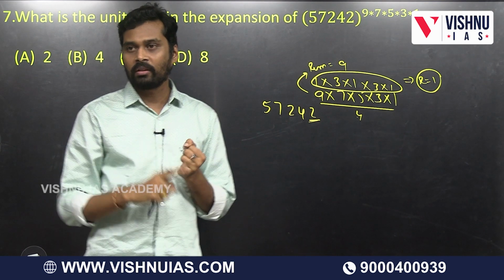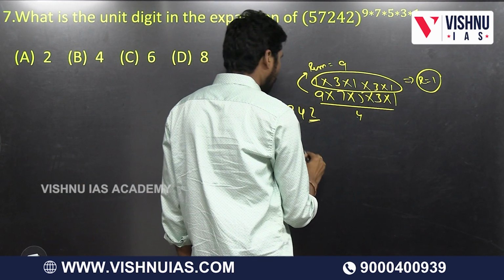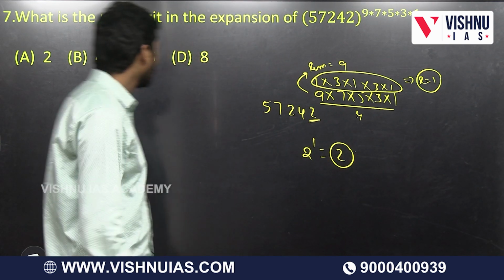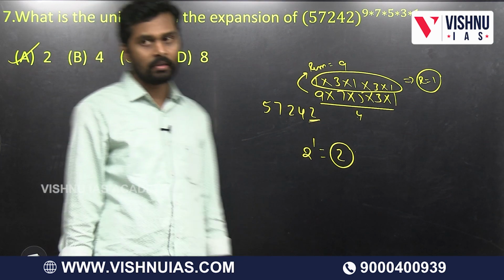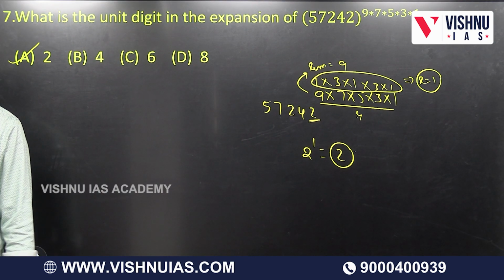So if the remainder is 1, then what is your answer? If the remainder is 1, then 2 power 1 is our answer. So the remainder is 1. That's why the answer is 2 power 1. So 2 power 1 is 2. So the answer is 2. Okay. So you need to apply the remainder concept and also the unit digit concept.